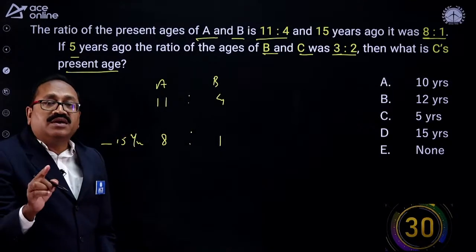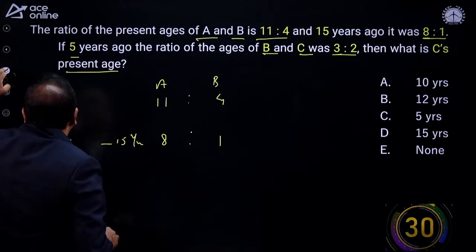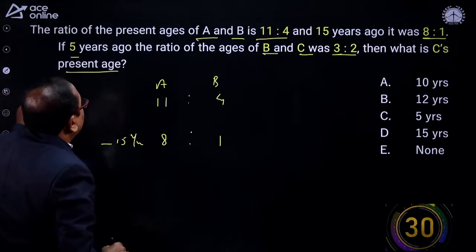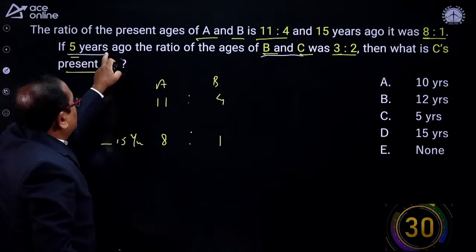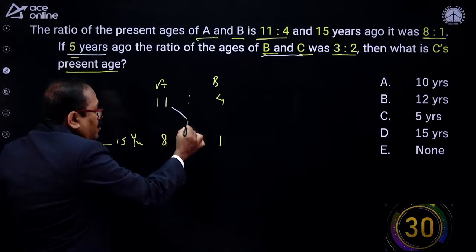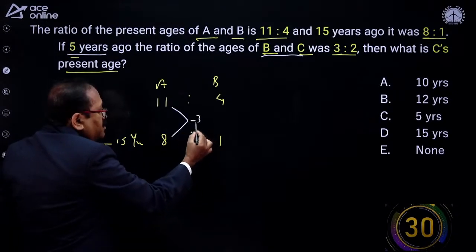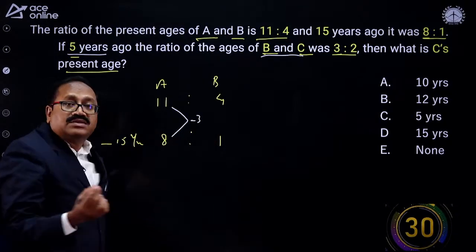Can I get the B age? Look at how we get the B age here. Because in the second case we have the ratio of B to C 5 years ago. So I see that here how much minus? Minus 3. 11 minus 3 is 8.